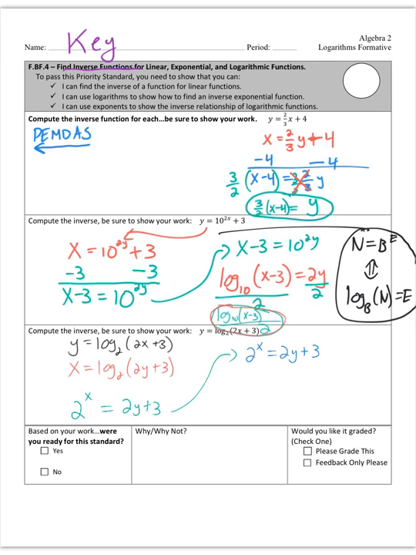Now we just do PEMDAS backwards, so undo that addition. We're going to subtract 3. Subtract 3, so we've got 2 to the power of x minus 3 equals 2y. And last but not least, get rid of the number in front of the y, divide by 2, divide by 2. Those are going to cancel out, and we're going to be left with y. So my answer is y equals 2 to the power of x minus 3, divided by 2. Answer. I know this was long. Finding an inverse can be really challenging, but the next couple pieces are a little bit more straightforward.